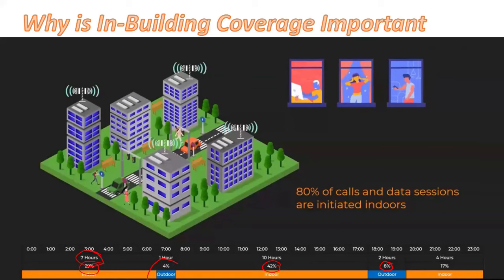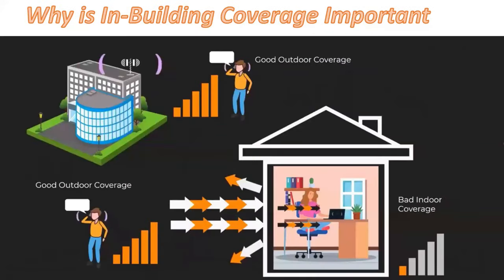That's why we need in-building solutions. Again, if we take one more example, you can see here, if you have line of sight, you will have good coverage, right? So this person has good coverage. But if you go indoors, that's where bad coverage starts, right? If you go inside, this lady may get a bad signal. So that's why we need indoor. That's why in-building coverage is important.